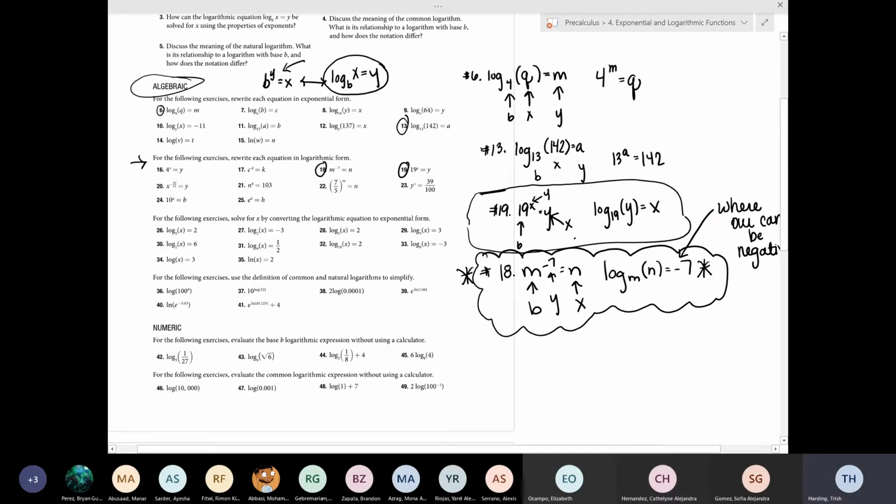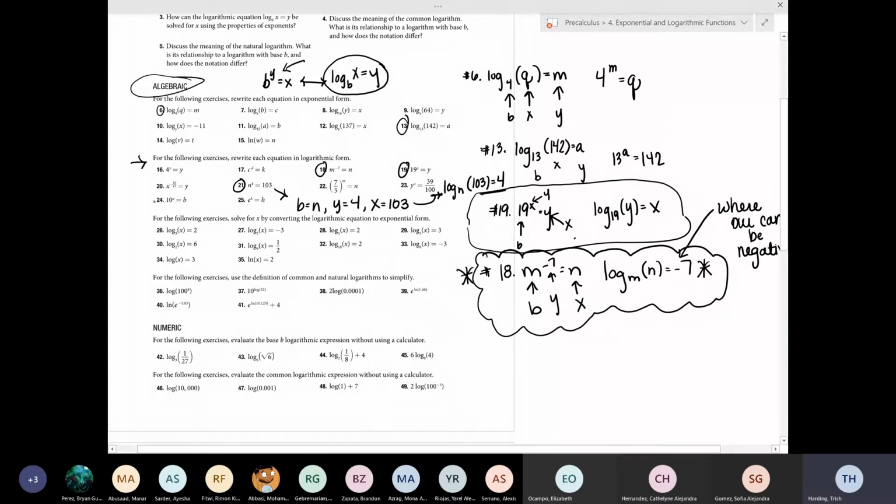Okay. So these are all going to be pretty much the same way. b is n, y is 4, and x is 103. So that will give us log base n of 103 equals 4. And I don't really think you have to solve any of these.